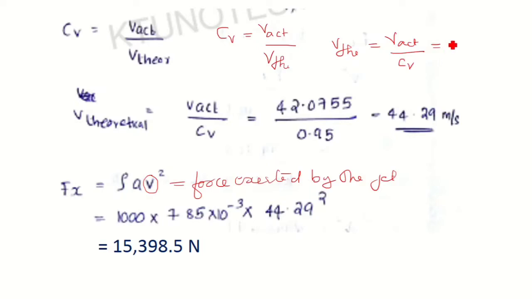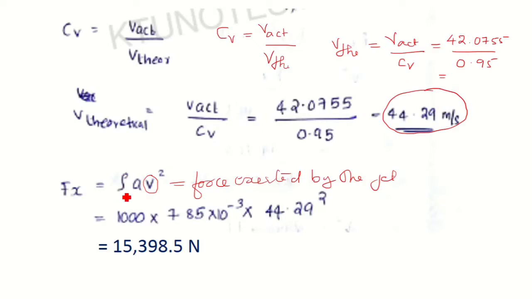Substituting the values, the value of V actual as we obtained earlier, 42.0755 divided by 0.95. So this will give the velocity. So the theoretical velocity will be 44.29.